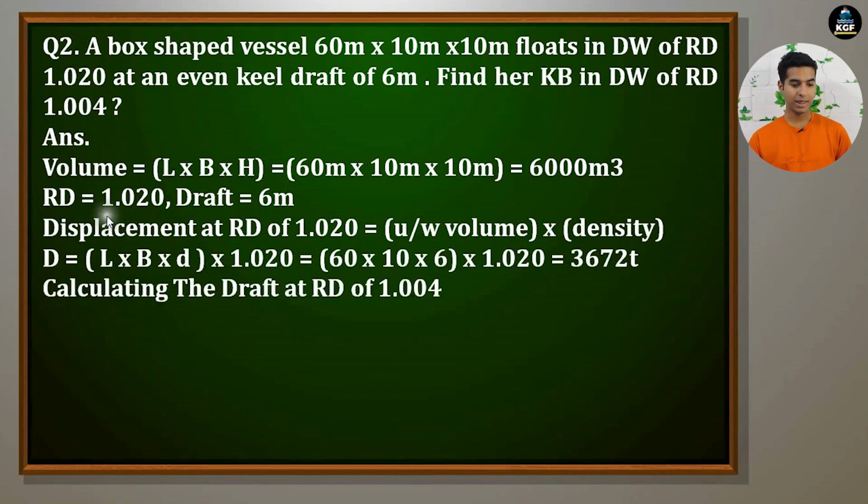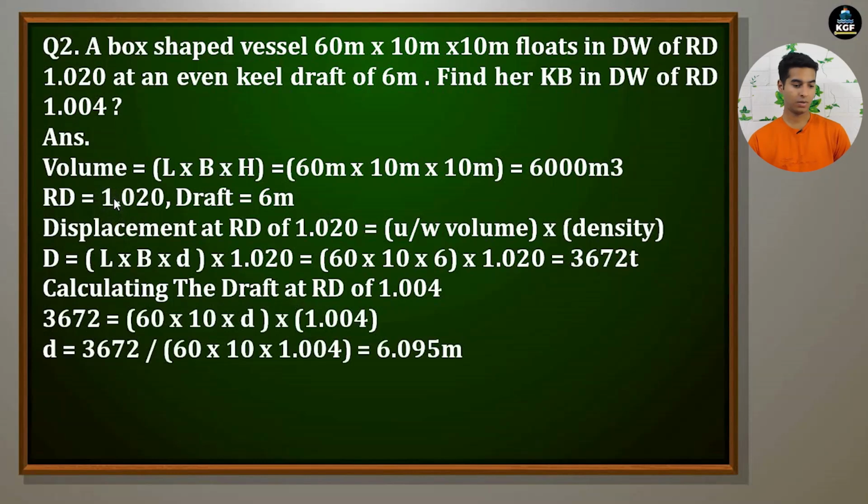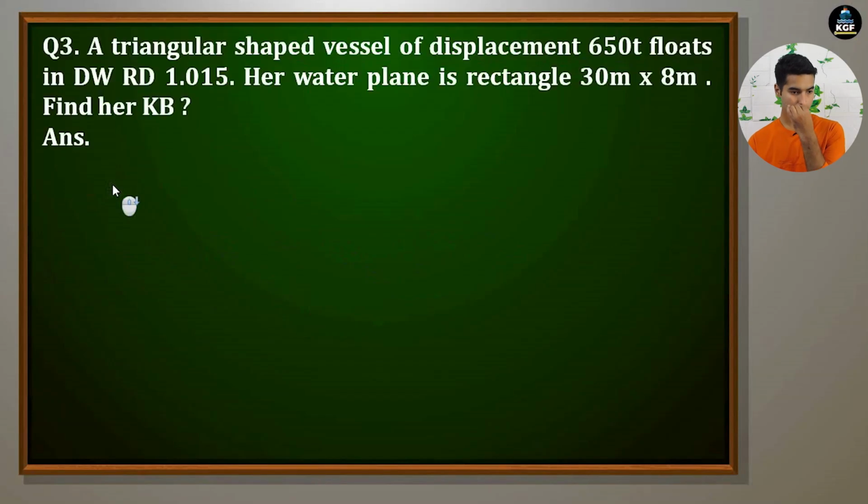Okay, calculating the draft at RD 1.004 will be 3672.60 into 10 into D multiplied by 1.004. Once the draft changes, the volume will change. So the draft will be 3672 divided by 60 into 10 into 1.004, which equals 6.095 meters. Now KB will be draft by 2, so it will be 3.048 meters.